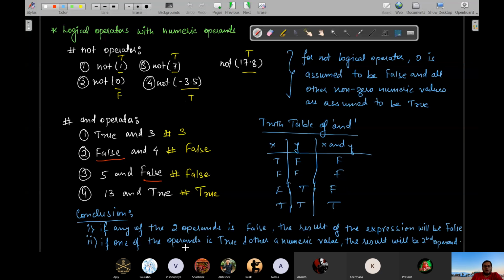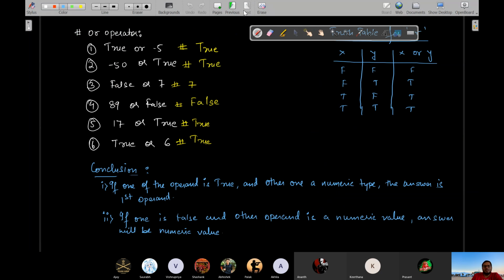However, if one of the operands is true and the other is a numeric value, then the result is always the second operand. यहाँ पे भी result हरदम second operand आ रहा है. ठीक है. In this case we have seen, if one of the operands is true and the other is a numeric type, the answer will always be the first operand. And if one is false and the other operand is a numeric value, the answer will always be the numeric value.